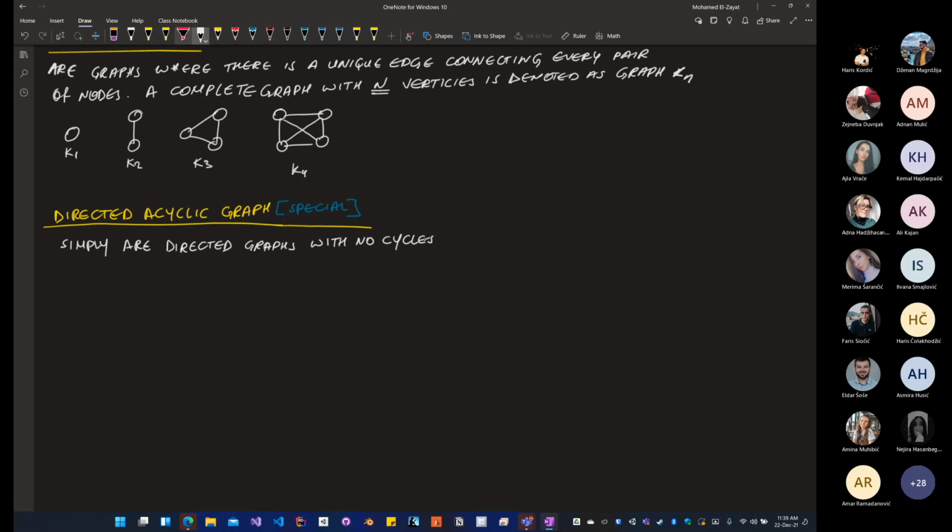It's usually used to represent structures with dependencies. So let me write this down. So it's usually used to represent structures with dependencies.